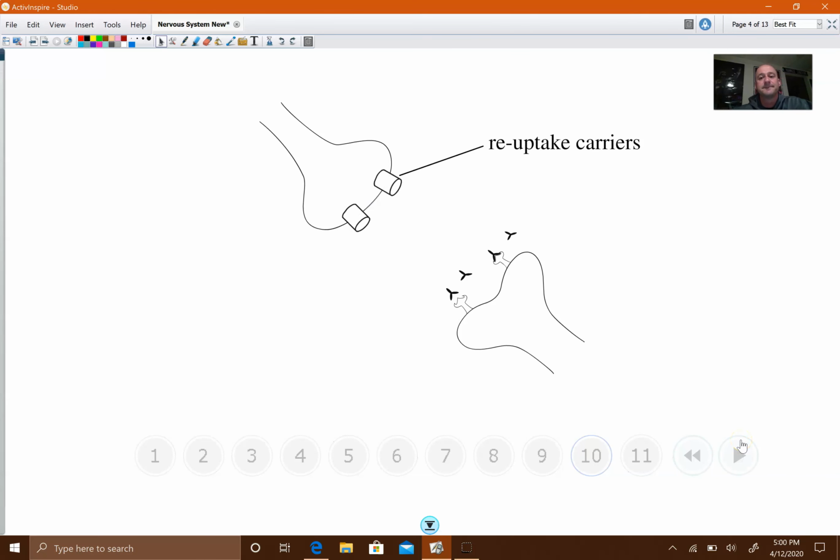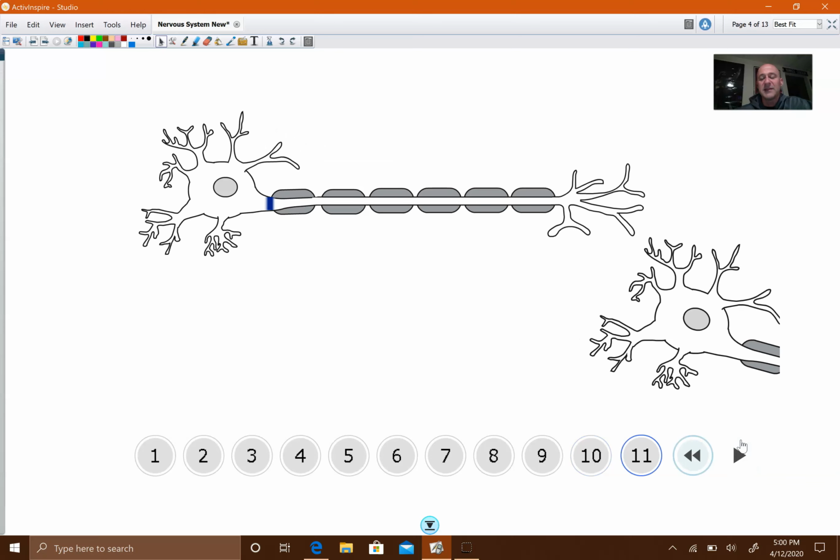There are reuptake carriers in the terminal branches that collect neurotransmitter molecules and return them to the vesicle in the terminal knobs so that the neurotransmitters do not remain in the synapse. That's very important because those neurotransmitters are reusable. They're recycled back to the first cell again. And by doing so, it prevents those neurotransmitters from flooding the synapse and constantly stimulating the second nerve cell.